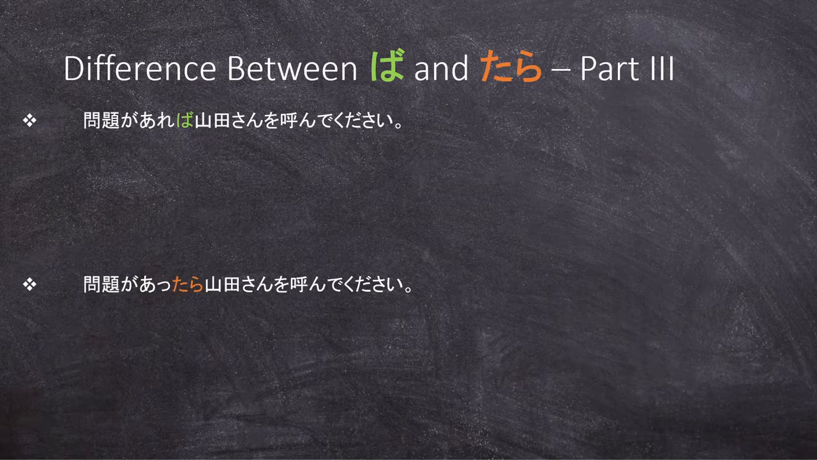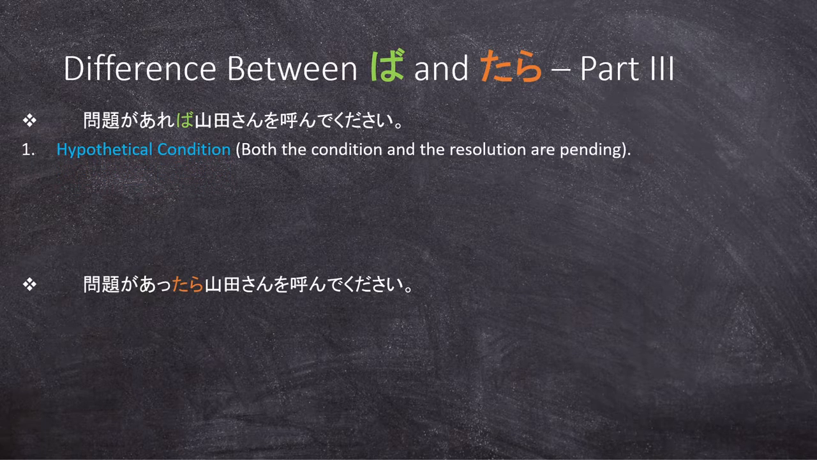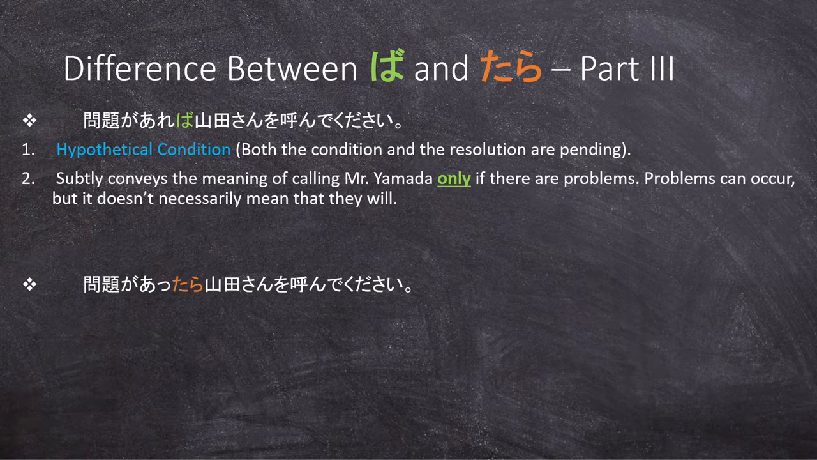So let's analyze first the first sentence here that uses ba to express a condition. First, we need to determine what type of condition this is. It is a hypothetical condition, meaning that both the condition and the result are still pending. They're still waiting to be executed, and as per definition, all of the conditionals can be used here. But this time we have used the example with ba and tara. So we have this first part sorted. However, second is the overall impression of the sentence.